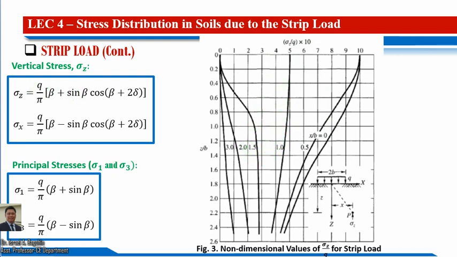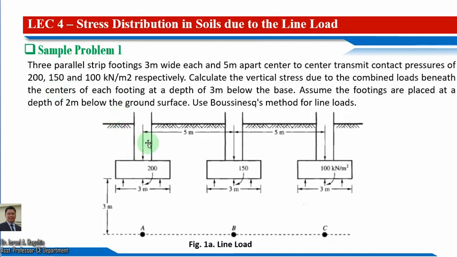Proceeding with our next slide, we have sample problem number 1. Three parallel strip footings, 3 meters wide each and 5 meters apart, center to center, transmit contact pressures of 200, 150, and 100 kilopascal respectively. Calculate the vertical stress due to the combined loads beneath the centers of each footing at a depth of 3 meters below the base. Assume the footings are placed at a depth of 2 meters below the ground surface, and we are going to use the Boussinesq method for these line loads.